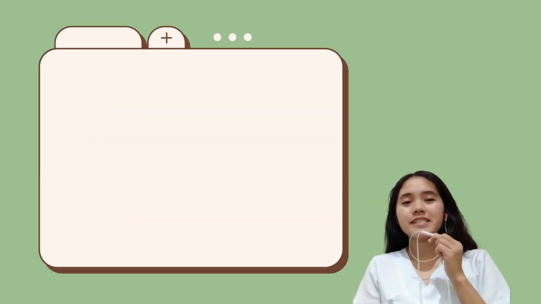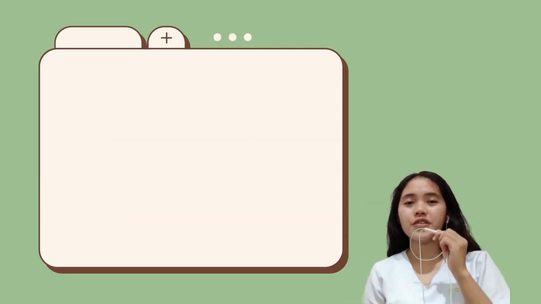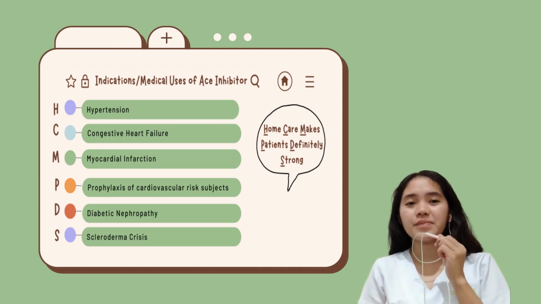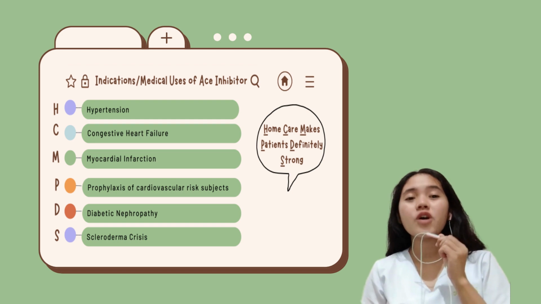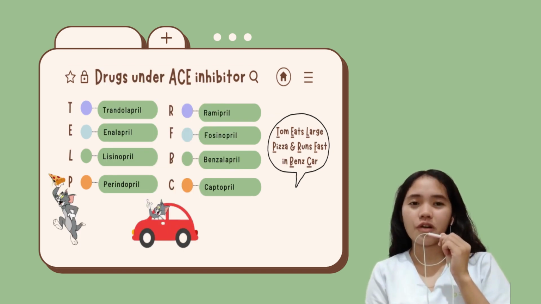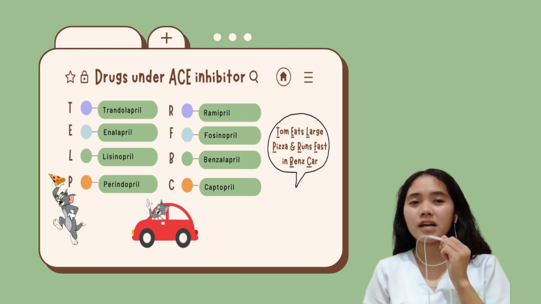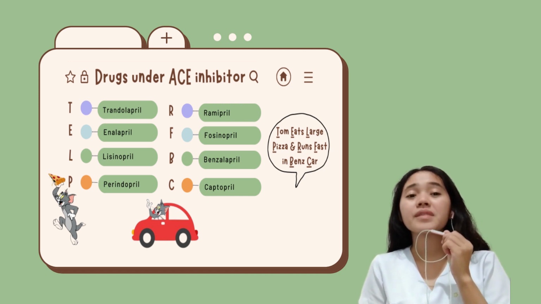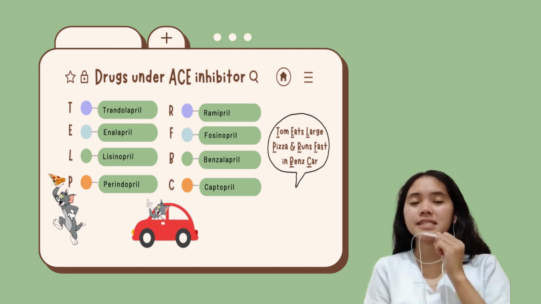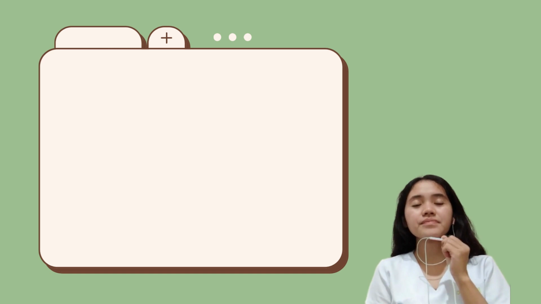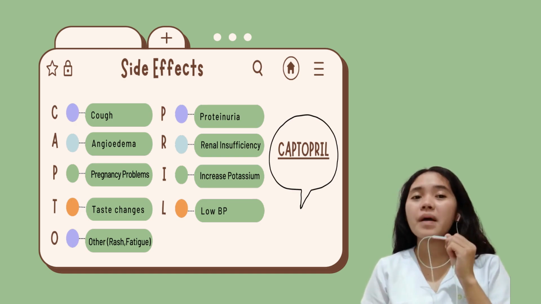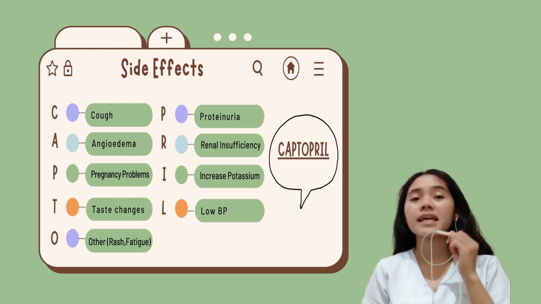That would be all for today's discussion, and remember our mnemonics. First, medicinal uses of ACE inhibitors. Remember the phrase, home care makes the patients definitely strong. For ACE inhibitor drugs, remember the phrase, Tom eats a large pizza and runs fast in a Benz car. And lastly, for the side effects, remember the ACE inhibitor drug captopril.